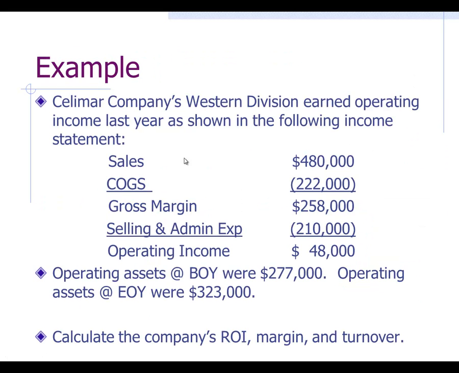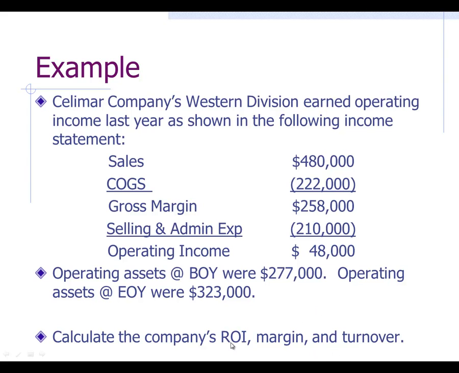Here's an example for ROI. It says that the company's Western division earned operating income last year as shown. So we have sales minus cost of goods sold, gives you a gross margin, minus selling and admin expense, leaves us with operating income of $48,000. Our operating assets at the beginning of the year were $277,000. Operating assets at the end of the year were $323,000. And we want to calculate the ROI, the margin, and the turnover.